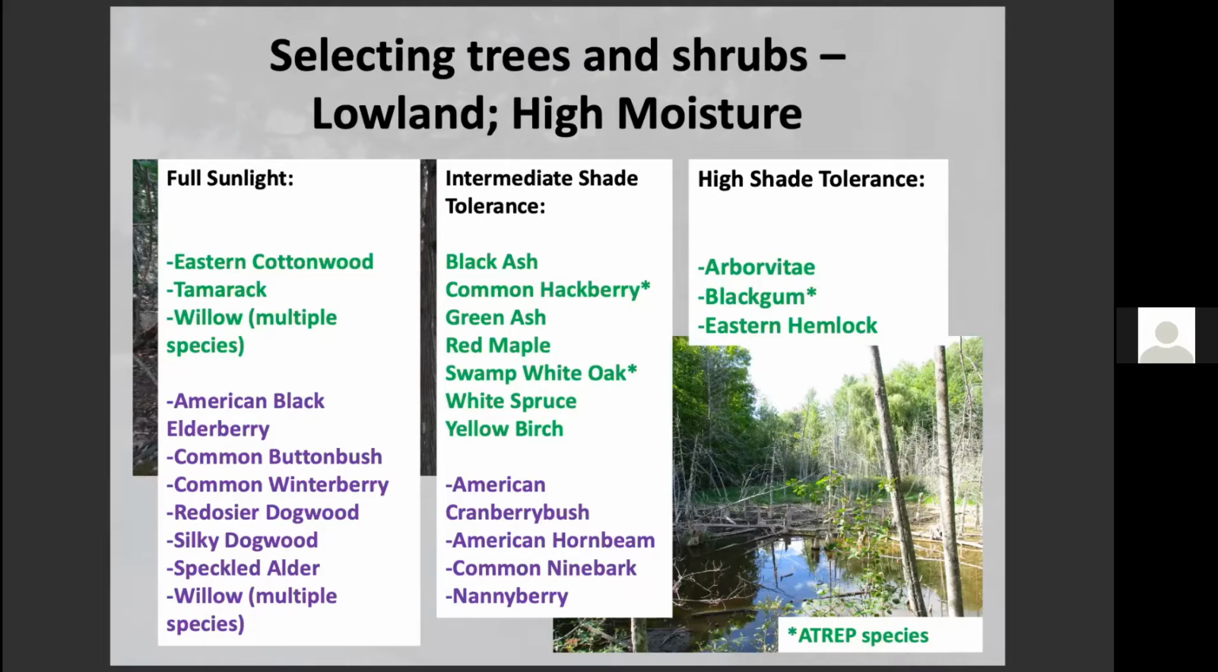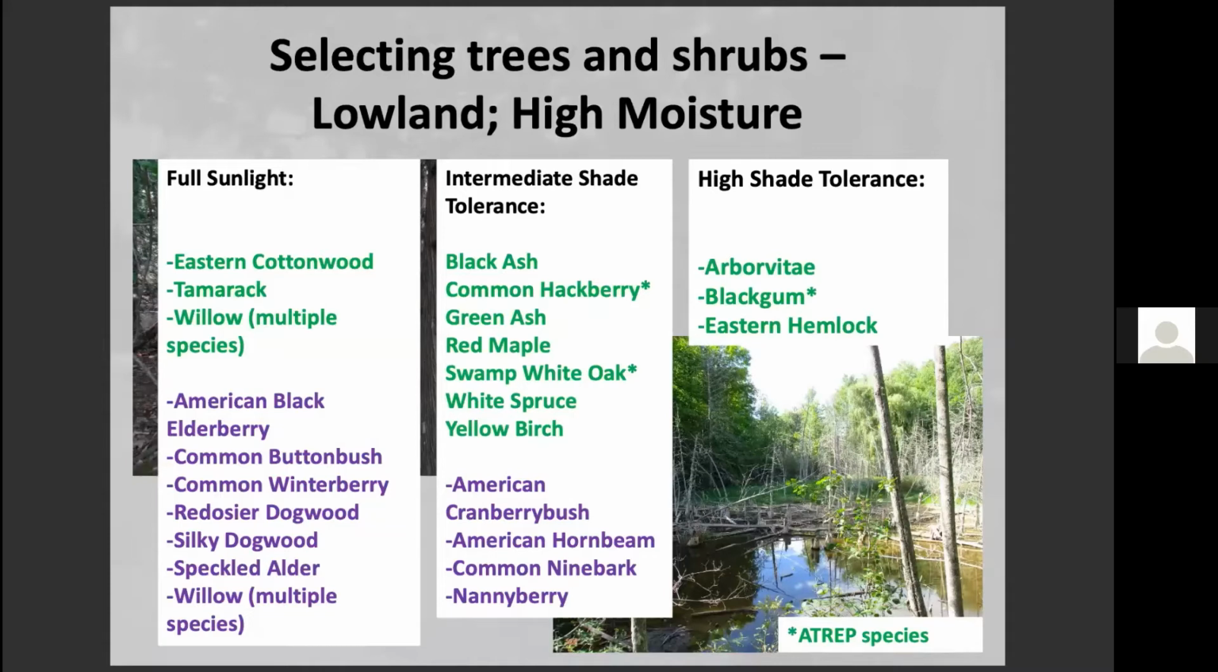ash, obviously, I know we're losing that one, red maple, shrubs such as American cranberry bush, also known as high bush cranberry. I use the term American cranberry bush because you want to make sure you're getting the native species and not the European high bush cranberry. Other shrubs, buttonbush, winterberry, red osier dogwood, these are all great choices. And you can see there's a range of shade tolerance here.